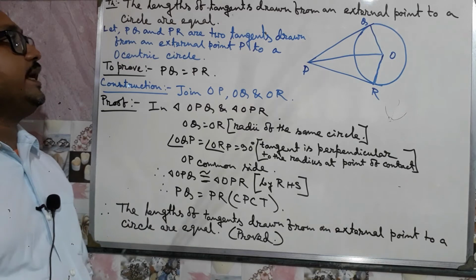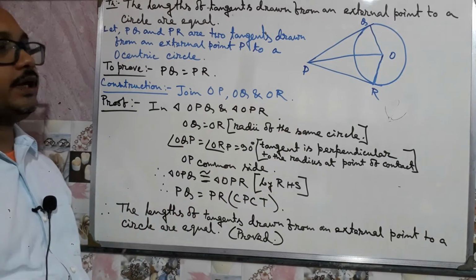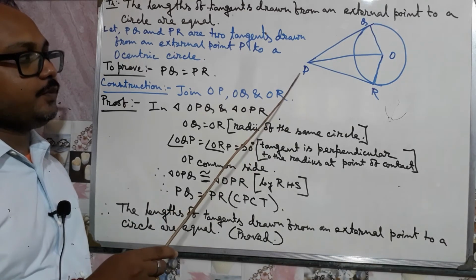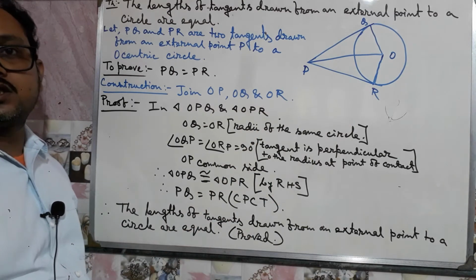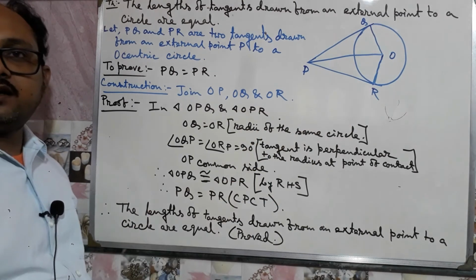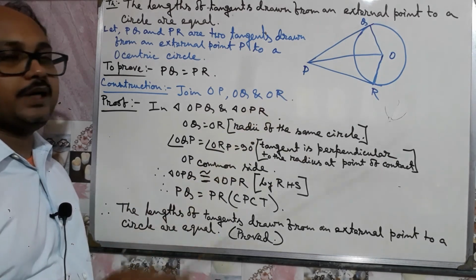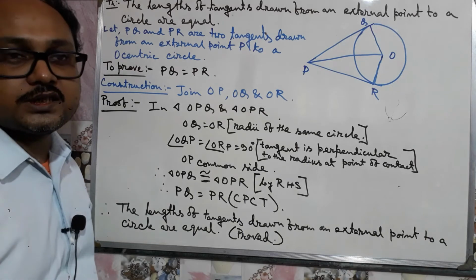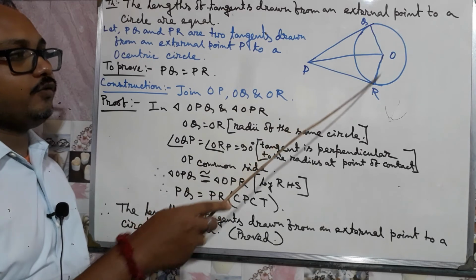Theorem: the lengths of tangents drawn from an external point to a circle are equal. Here in this diagram you see from the external point P, PQ and PR are the two tangents drawn to a circle with center O. We have to prove that PQ is equal to PR. Now, to prove this, we need some construction. We have to join OP, OQ and OR.